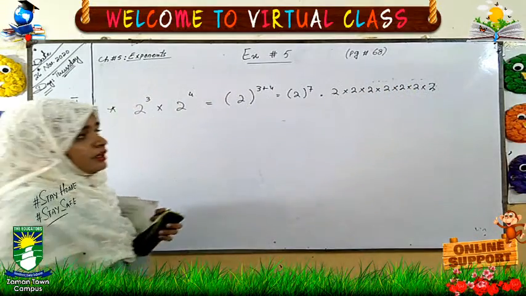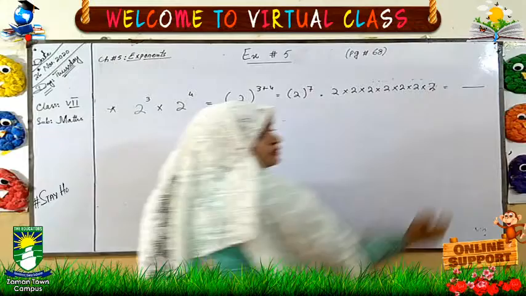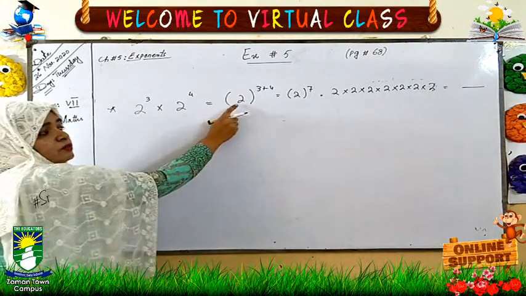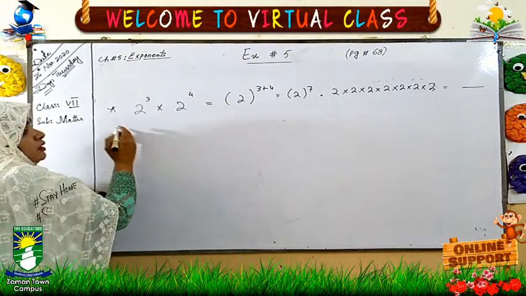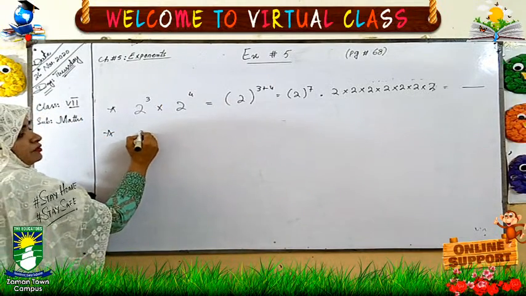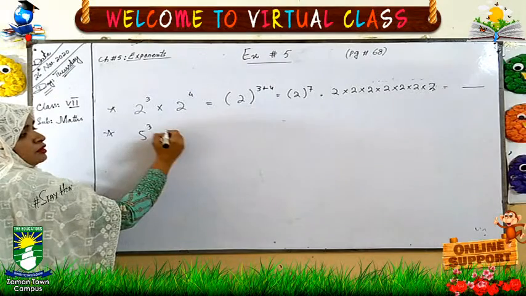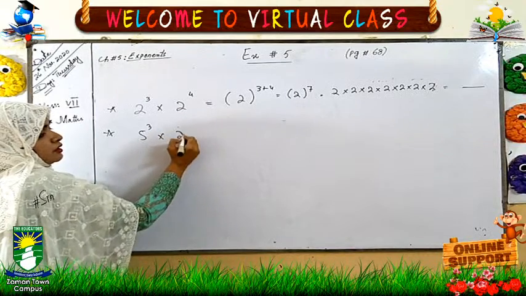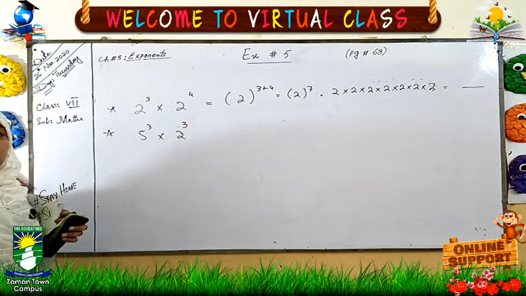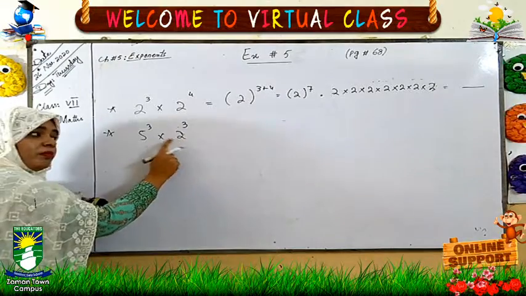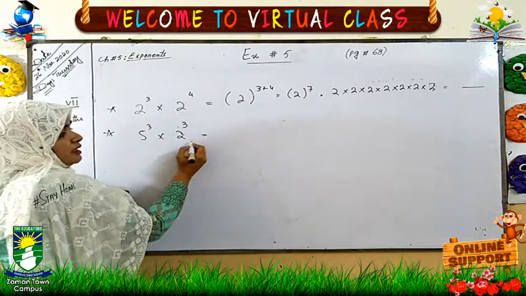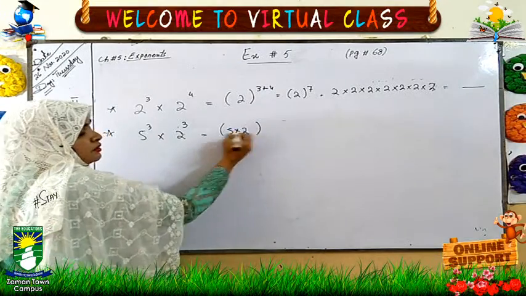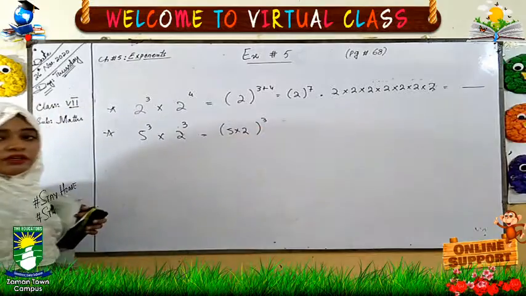Get it? And then you will write your answer. When you have the same base, you will write your base one time and just add your power. The next condition is when you have different bases but your powers are the same. What will you do? We will write these bases under a bracket and just write our powers one time.